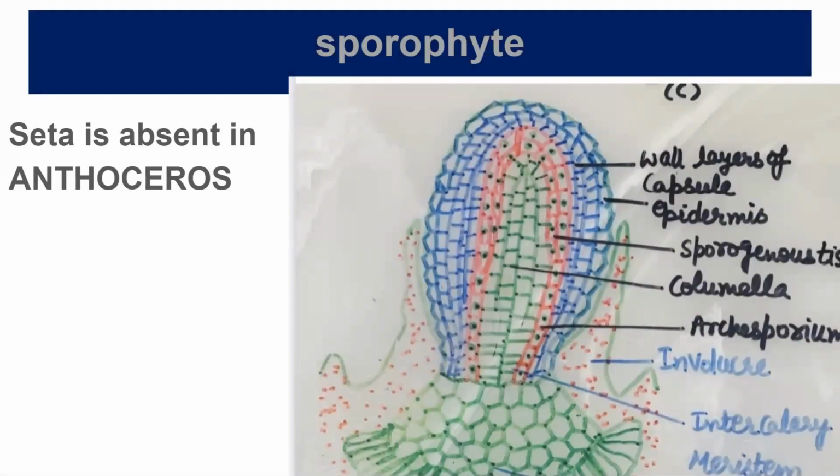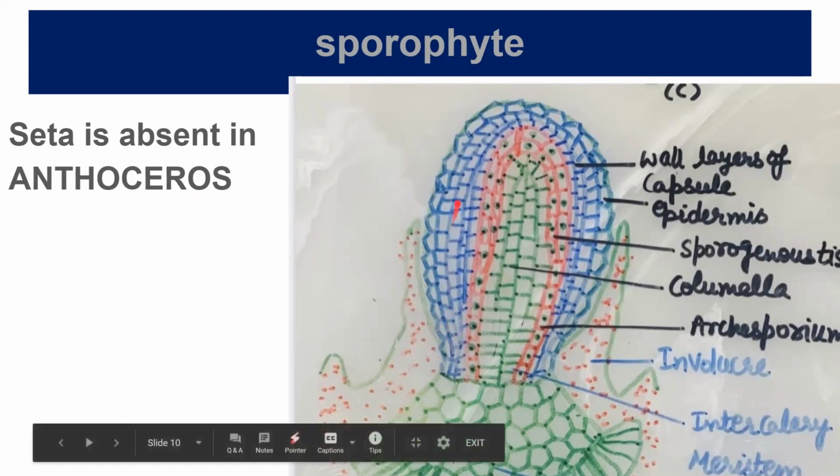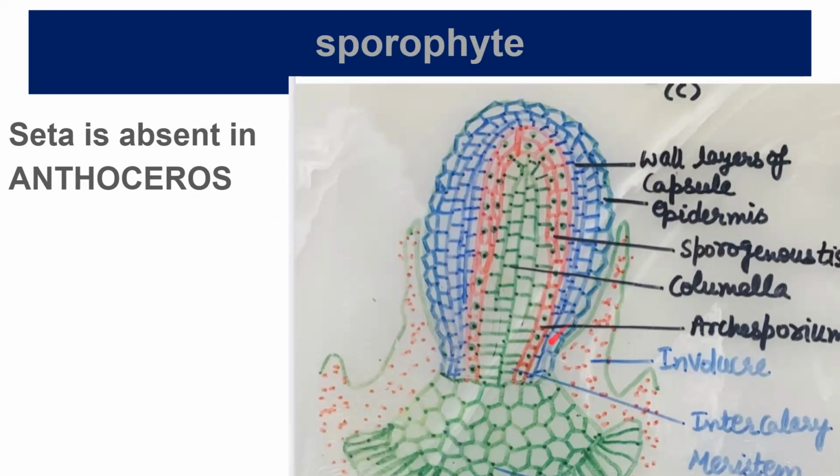Like in Funaria, we discussed the sporophyte is differentiated into foot, seta, and capsule. Now, seta may be absent in certain genera of the bryophyte. One example we are taking, which is also in your syllabus, is Anthoceros. Now, this is the internal structure of the sporophyte of Anthoceros.